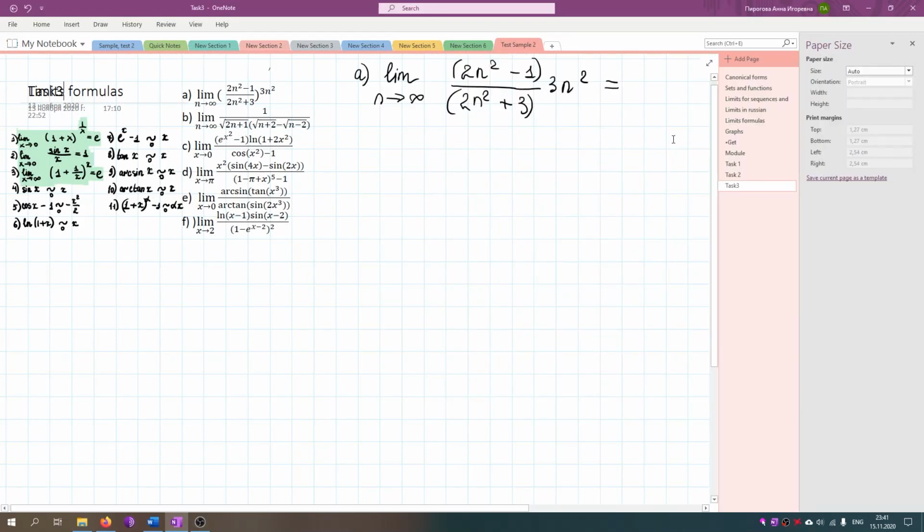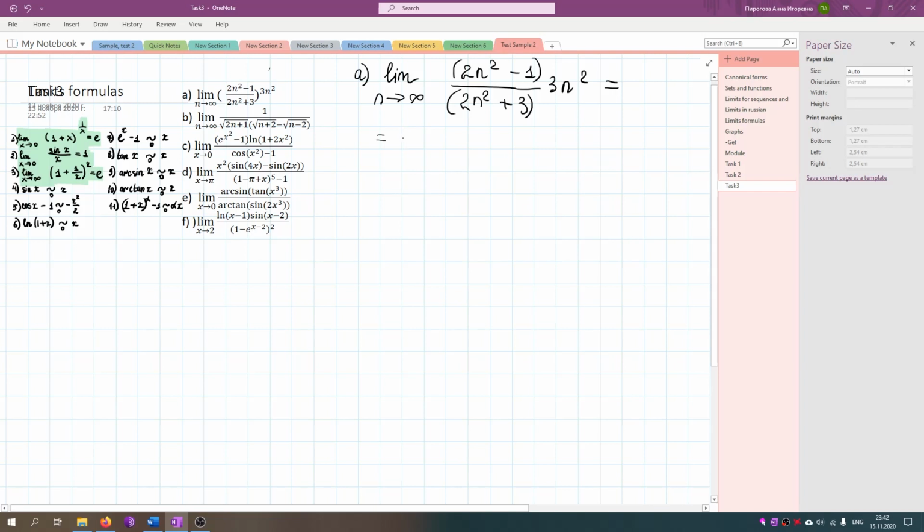Hello guys, let's continue with the third task, in which we need to find limits of functions and sequences. Actually, it's not a very difficult task, you just need to know the formulas and apply them correctly. So let's start with the first limit. In this case, we see that it is not a function, it's a sequence. So we will apply the rules for sequences.